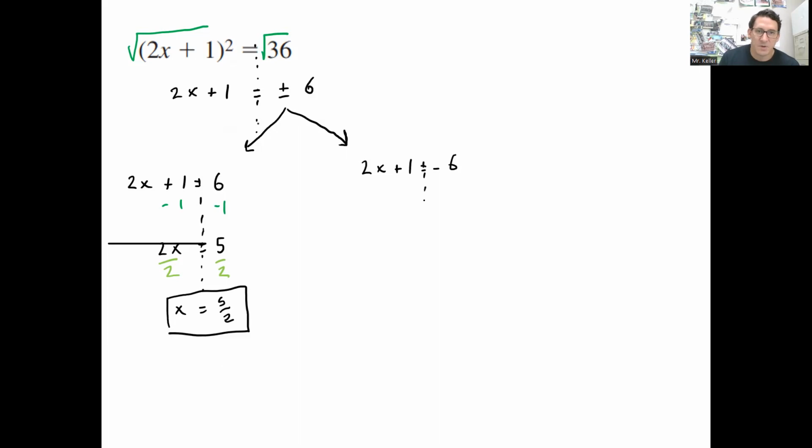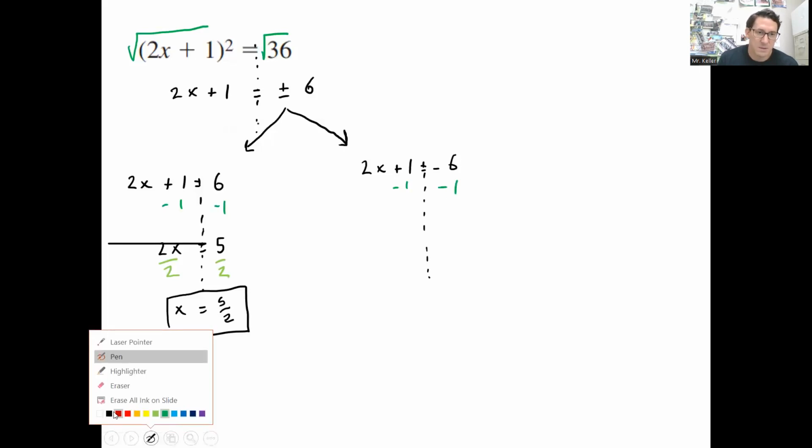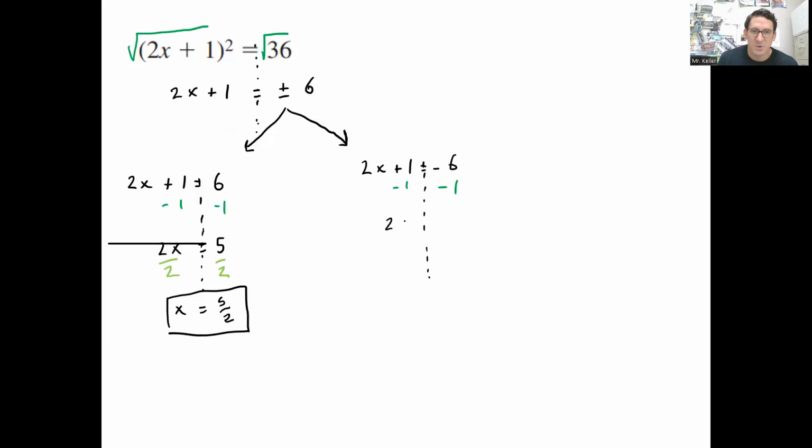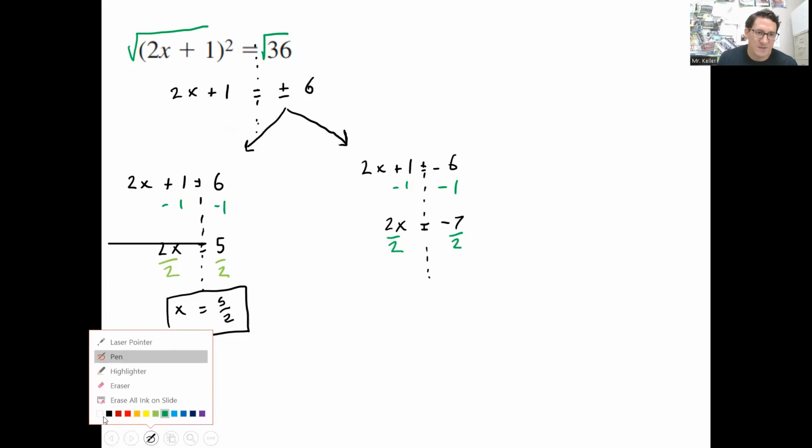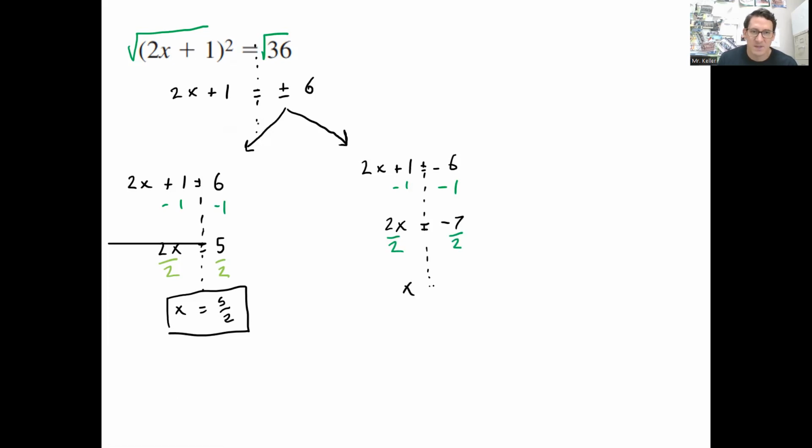Next one. Line of separation here. Solve that one. I'm going to subtract 1 from both sides. So I'm going to get 2x is equal to -6 minus 1, which is -7. And then I'm going to divide both sides by 2. -7 over 2 does not reduce to anything. So this one is going to be x equal to -7 halves. We're done with that one.